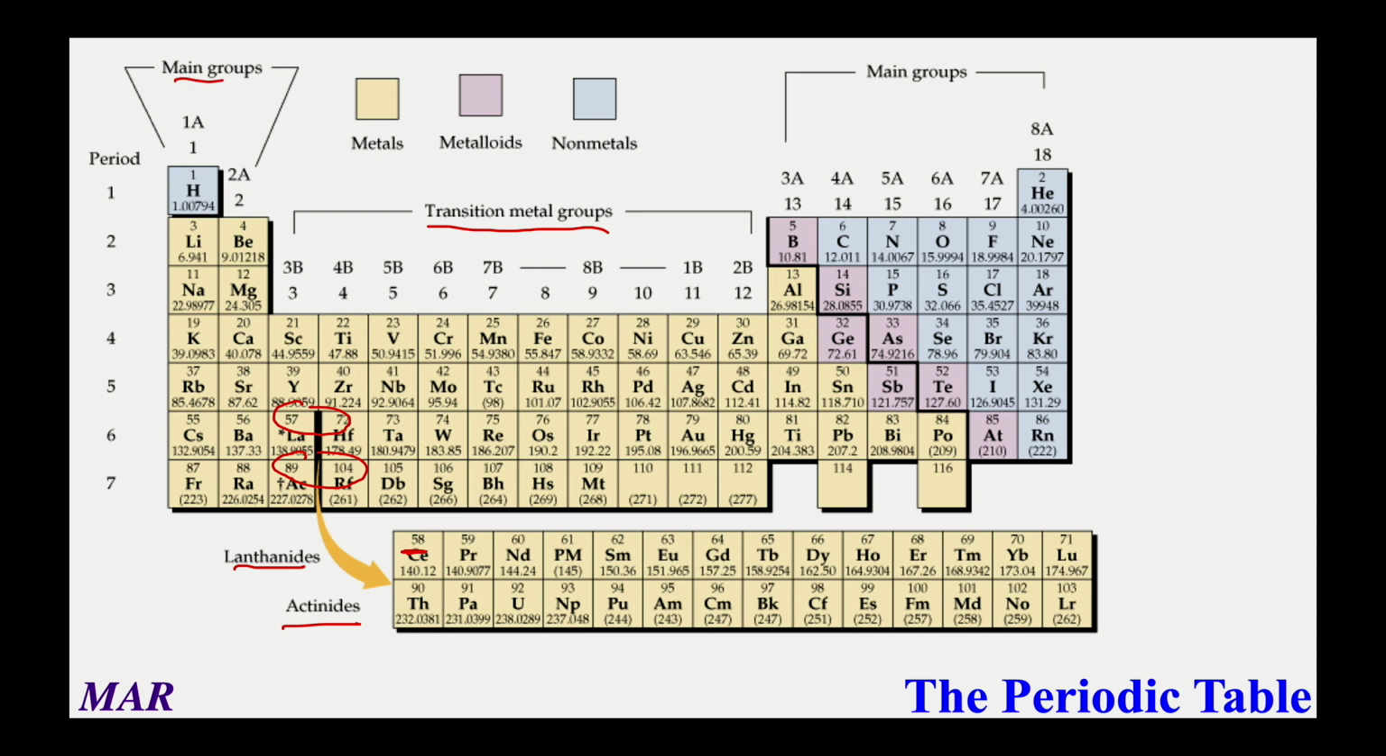Main groups on the periodic table are usually referred to with A's. So you can see there's a 1A, 2A, and on the right-hand side, 3A is there, 4A, all the way through 8A. Main group metals and nonmetals are usually those regions right there. The transition metals, lanthanides, and actinides are kind of their own group.